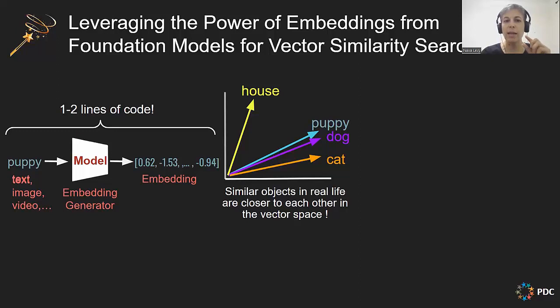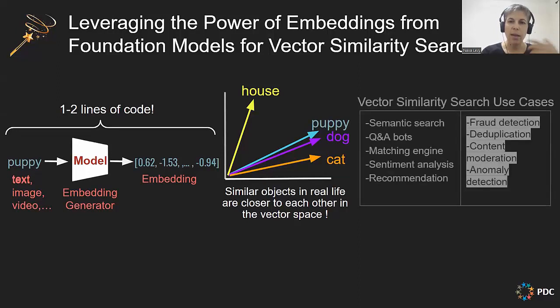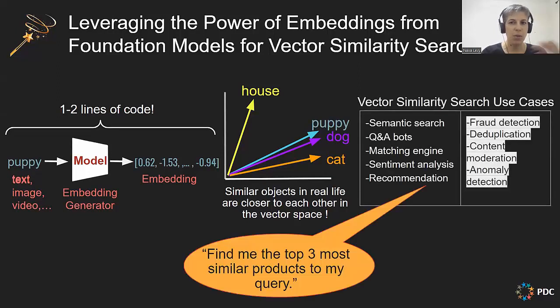And we can take advantage of this property by calculating the distance between those two vectors. And we know if the distance is small, those objects are similar. So puppy and dog is much more similar compared to house and dog, okay? And so the use cases for this are lots and lots of use cases.